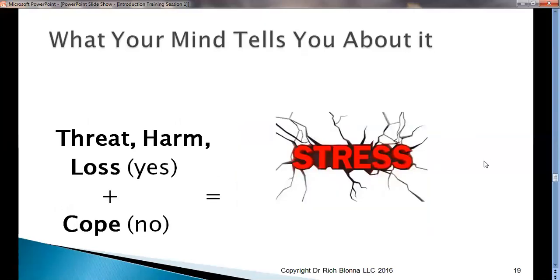Now, if you're like most people, when you got that letter and it said, oh my gosh, your rates went up 20, 30%, you felt that that was harmful and you now lost $75 or more in that month's cash flow. And no, you can't cope with that. You had that money put aside for something else. So in combination, the answers to those questions are, yes, it was a threat, harm, or loss, and no, I can't cope with that.